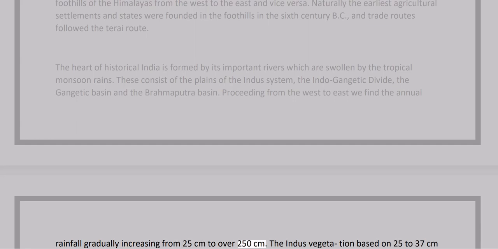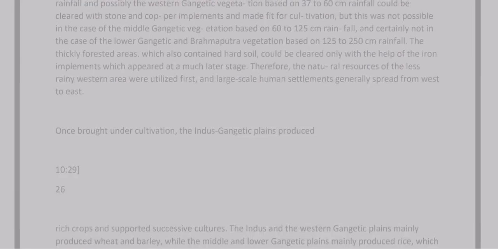The Indus vegetation based on 25 to 37 centimeters rainfall, and possibly the Western Gangetic vegetation based on 37 to 60 centimeters rainfall, could be cleared with stone and copper implements and made fit for cultivation, but this was not possible in the case of the Middle Gangetic vegetation based on 60 to 125 centimeters rainfall, and certainly not in the case of the Lower Gangetic and Brahmaputra vegetation based on 125 to 250 centimeters rainfall.